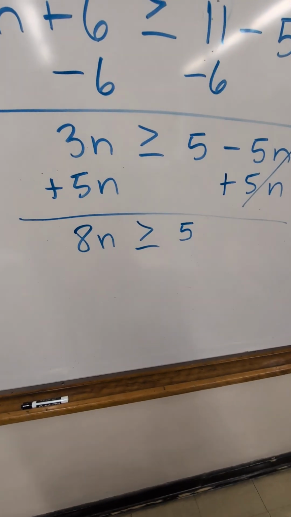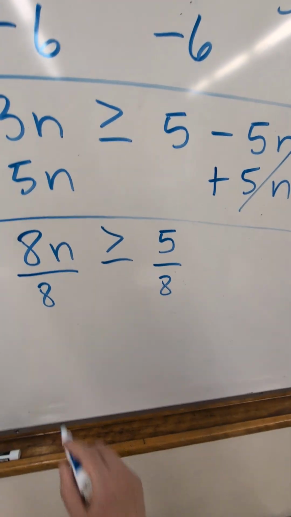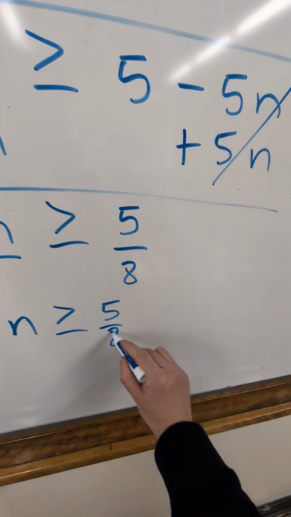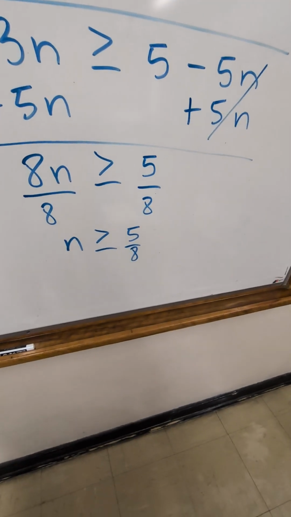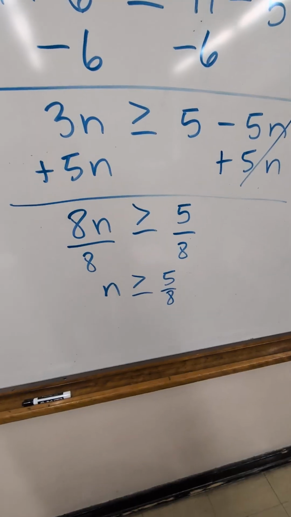Okay, last step, I need to divide both sides by 8. When I do that, I get n is greater than or equal to 5/8. You can change that to a decimal if you wanted. It's 0.625, but that's okay.